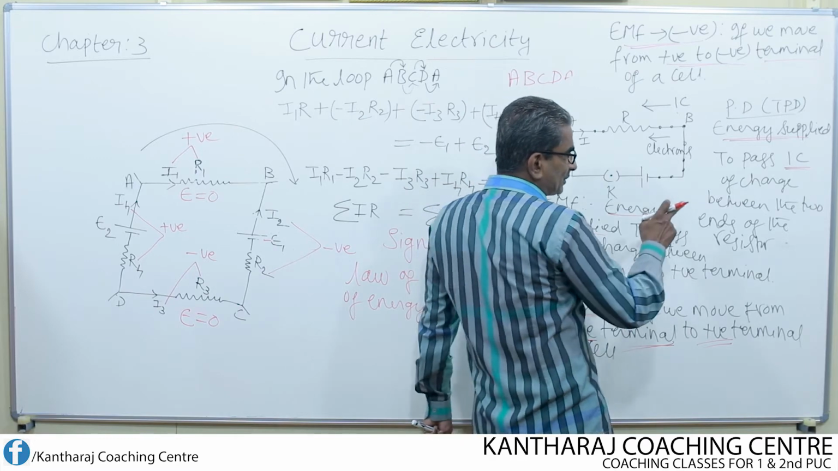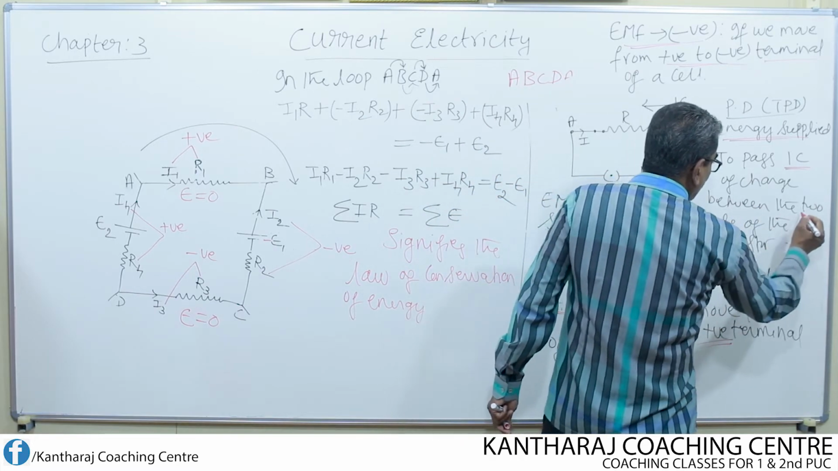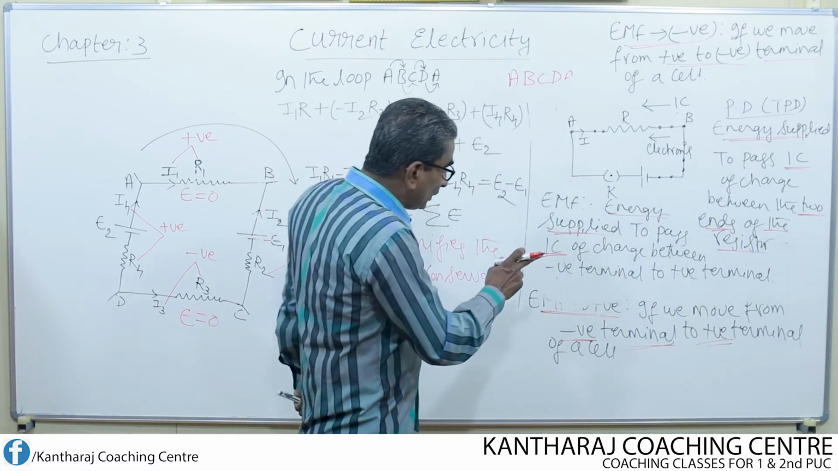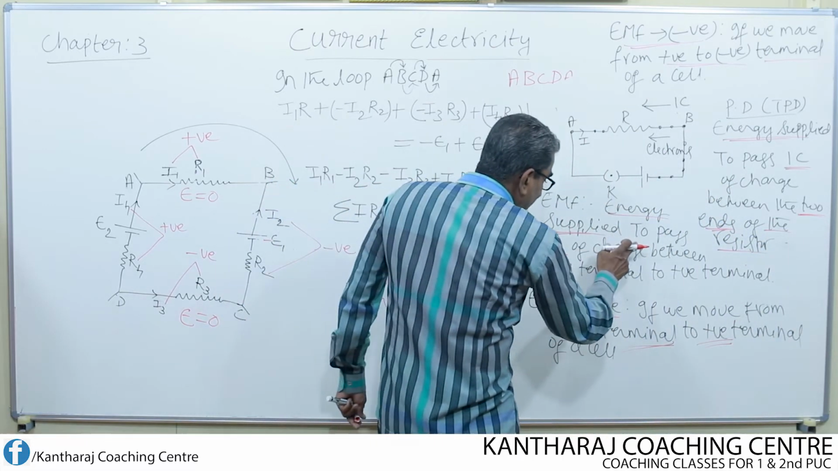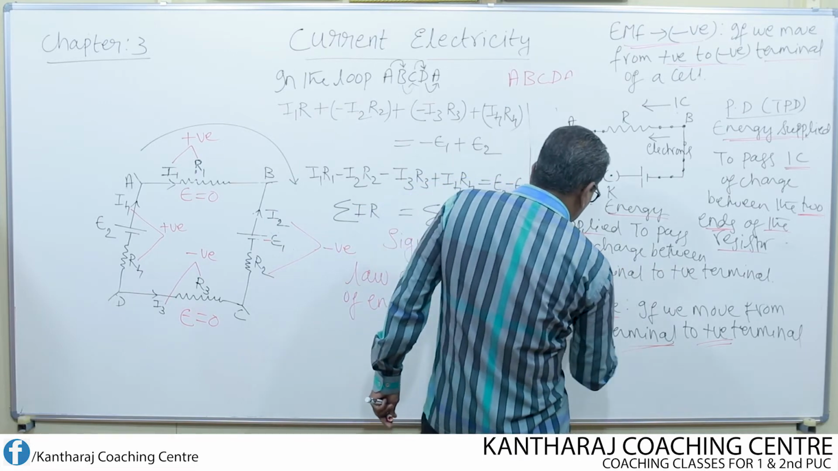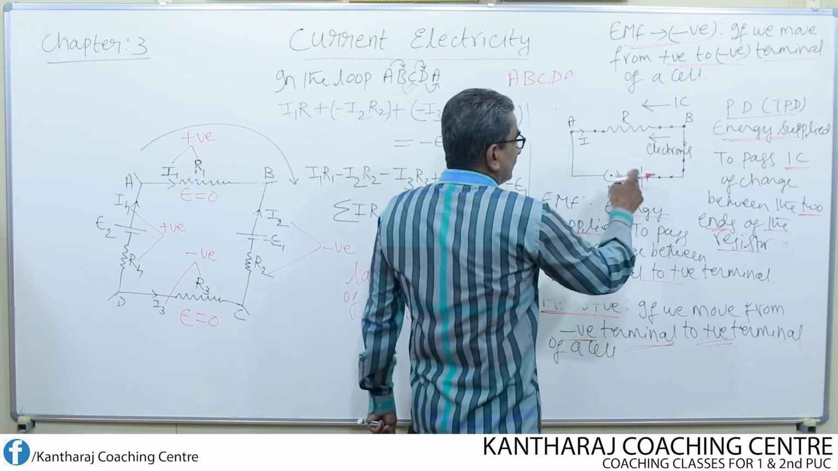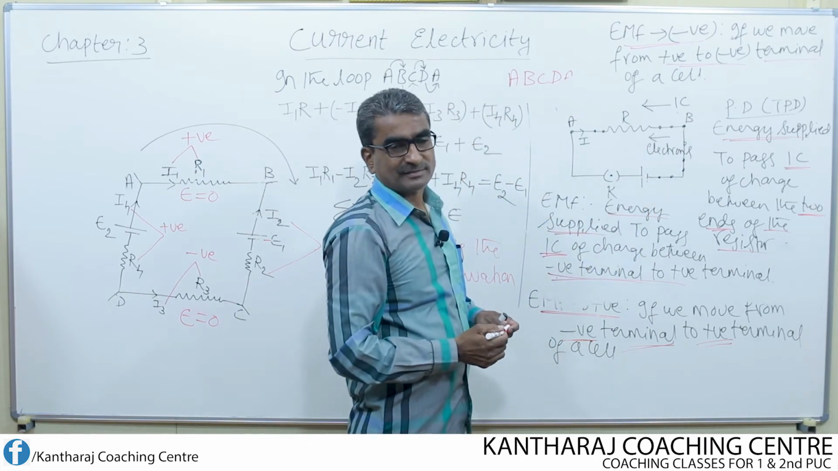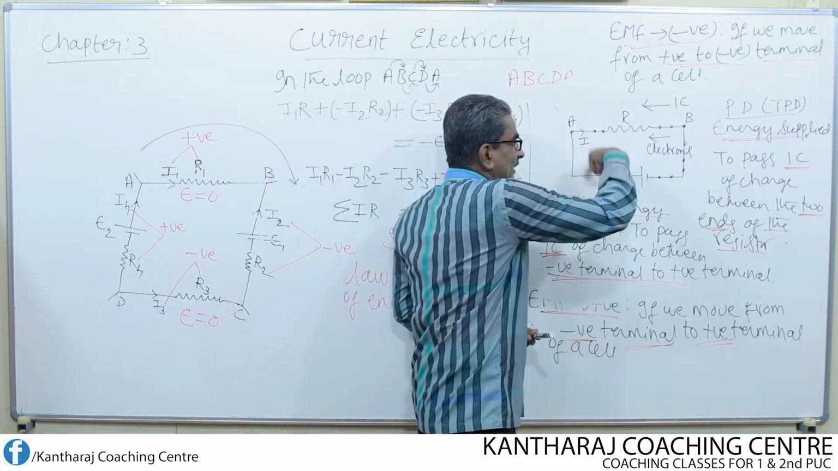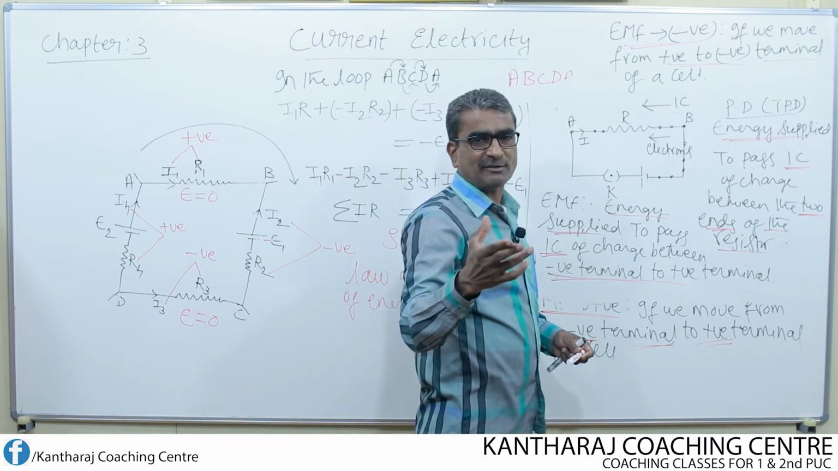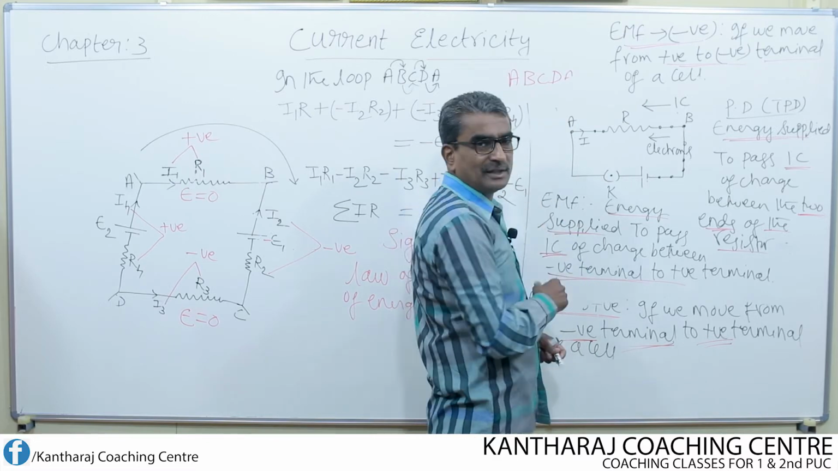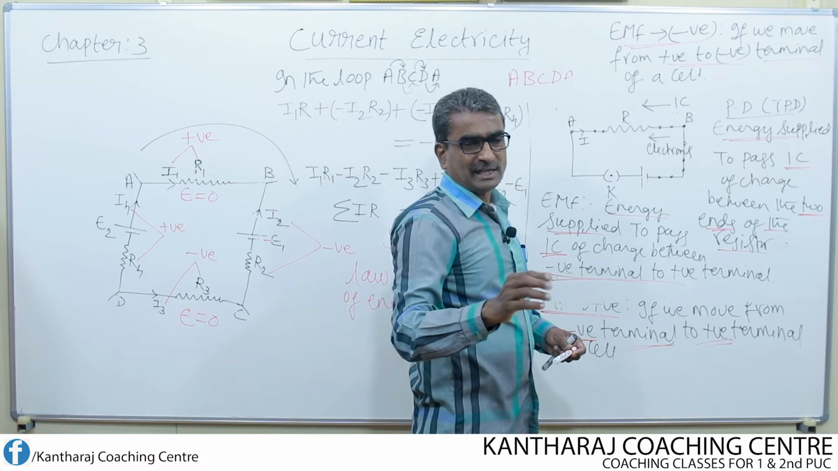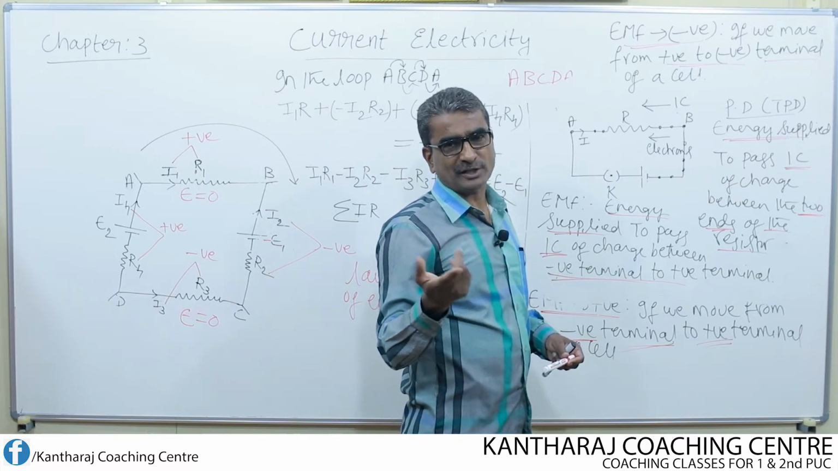But here, 1 coulomb of charge is passed between the two ends of the resistor. But here, 1 coulomb of charge is passed from the negative terminal to the positive terminal. That means from one terminal to another terminal, or around the complete circuit. That's the only difference. Terminal to terminal, to pass 1 coulomb of charge, the energy required or supplied is nothing but EMF. Only from one end of the conductor to another end of the conductor, to pass 1 coulomb of charge, the energy supplied or required is nothing but potential difference.